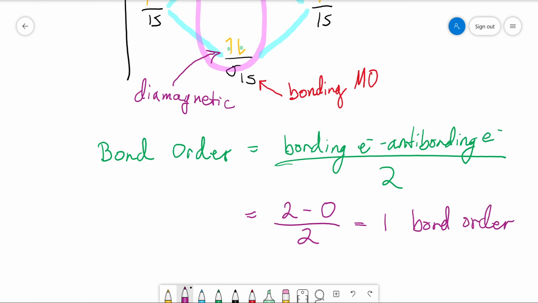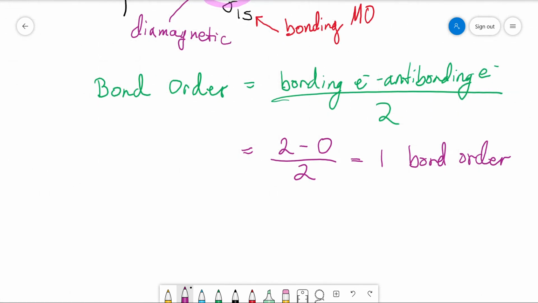What does that mean, a bond order? Well, it's just a different way of saying, is it a single bond, is it a double bond? That just means it's a single bond. All right, next video we're going to move on to helium.